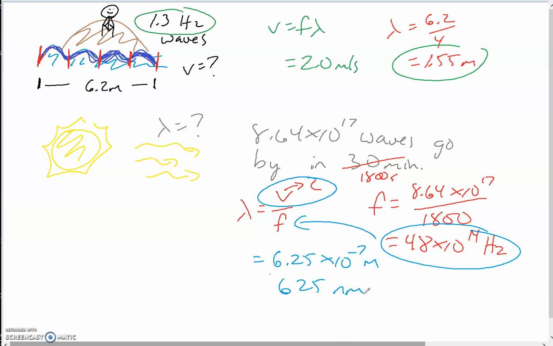So 625 nanometers is actually in the visible spectrum. You could see that. It's probably an orangey reddish type color, probably more reddish than anything else. And that's what that would be. Okay, all right. Well, let's get rid of this and try a couple other questions.